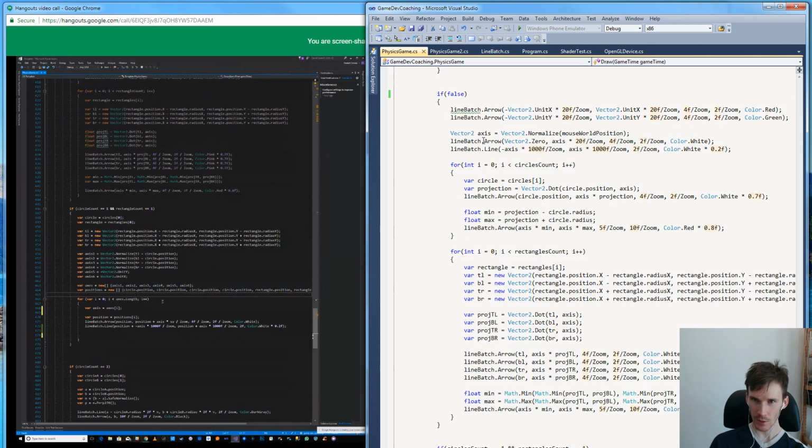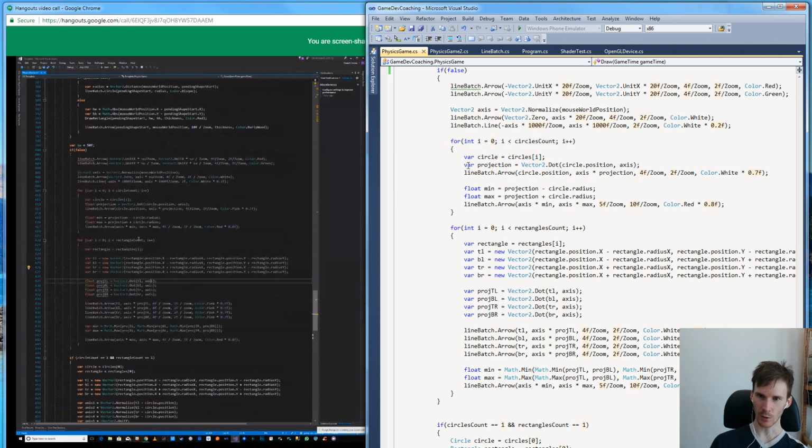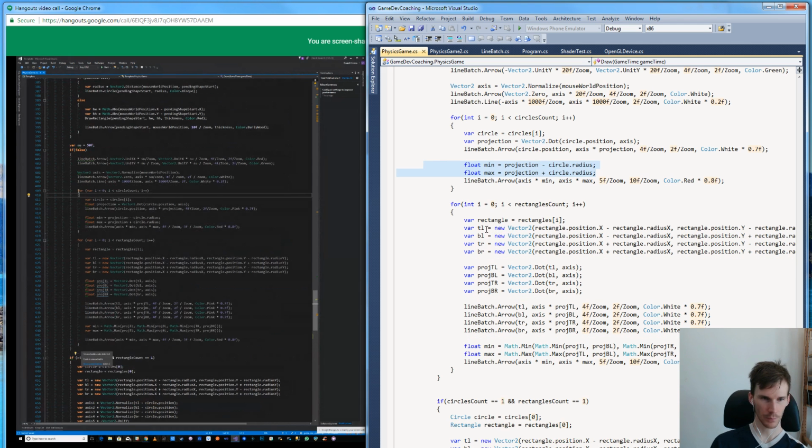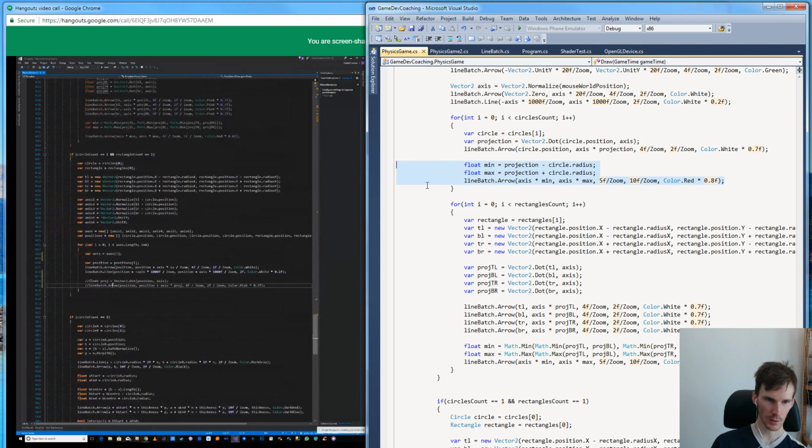So if you scroll up to this section here, you can see when we do a circle, we have a single point that we're projecting, and the projection comes from the circle position onto the axis. And then we just go minus the radius, plus the radius. For a rectangle... you know what? Forget the rectangle right now. Fair enough. I'm going after the circle. That's probably a smart plan. Let's do the circles first. One thing at a time.